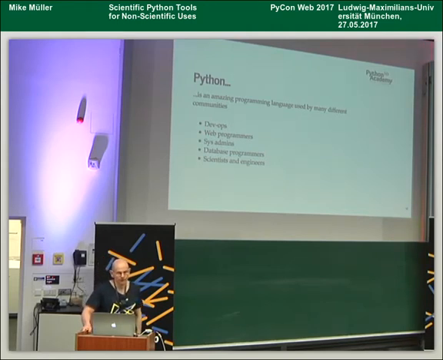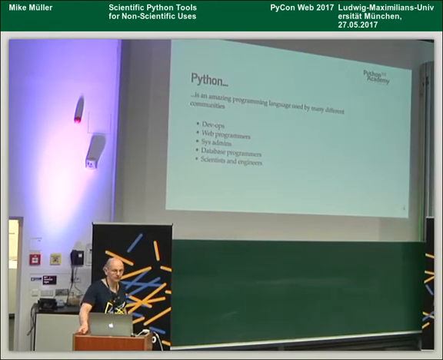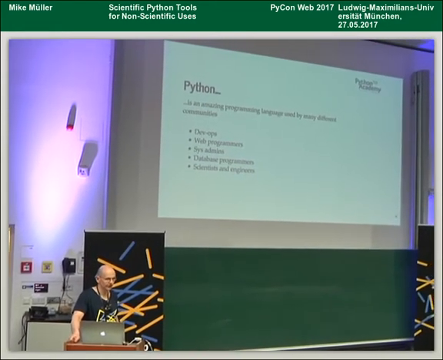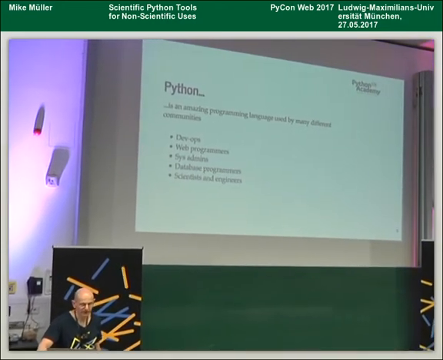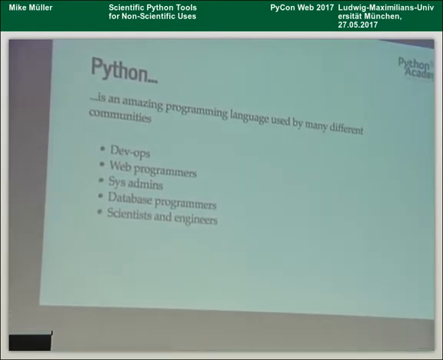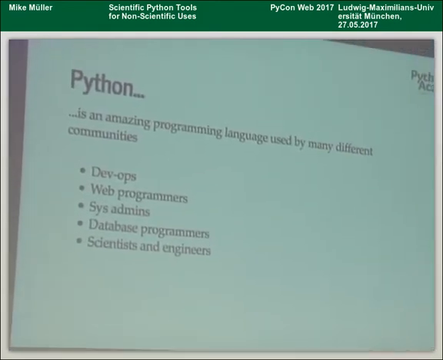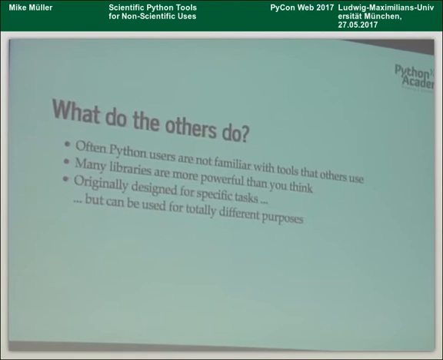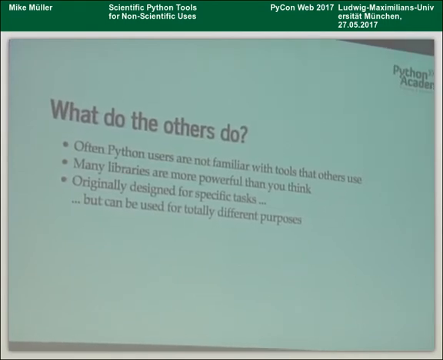So DevOps, web programmers are the usual suspects, you would say, sysadmins use it, database programmers, but also a lot of scientists and engineers. So I teach Python for a living, and I teach a lot of different people, so many of them you can categorize in the last group, scientists and engineers. And there's a large ecosystem out there of tools, and it's amazing because I'm changing between different communities, and I see different communities use different tools.